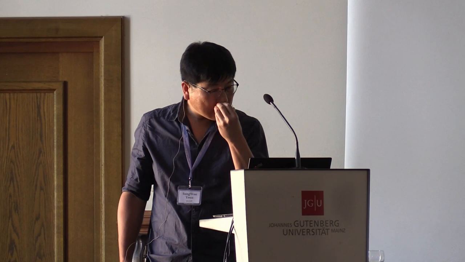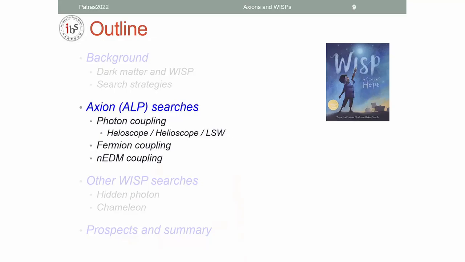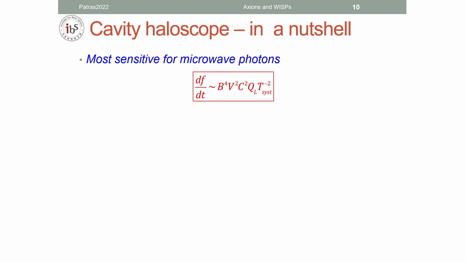So okay, now let me move to the axion and axion-like particle searches. Photon coupling first, and then later the fermion and EDM. Let me start with the cavity haloscope. The cavity haloscope is the most sensitive detector for microwave photons we know. So that's why a lot of the community has been involved in this business.